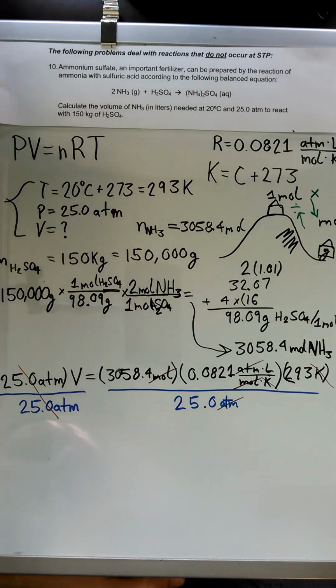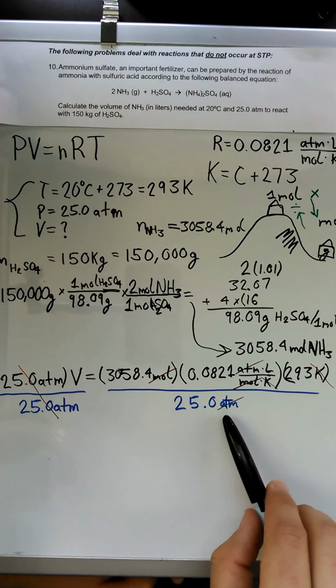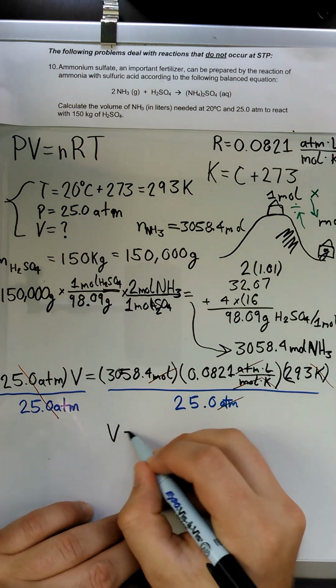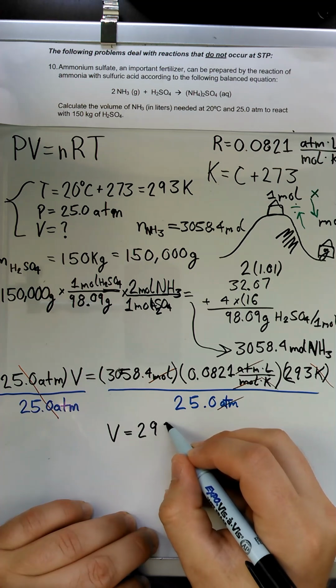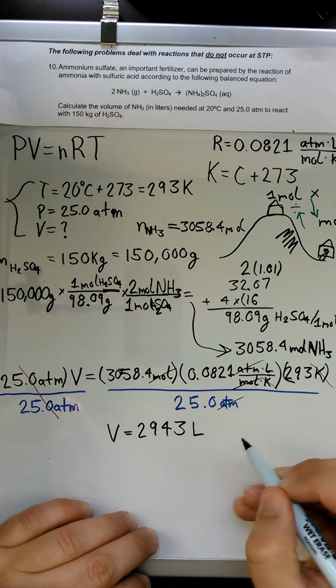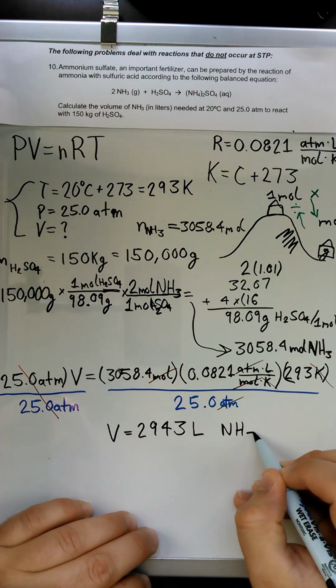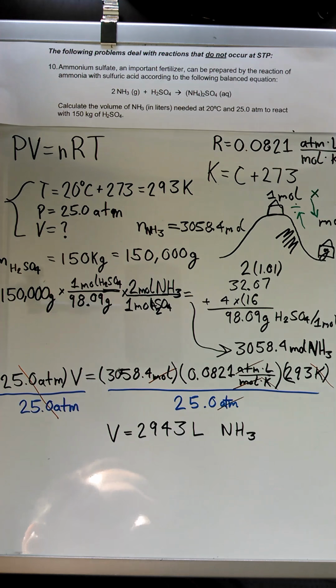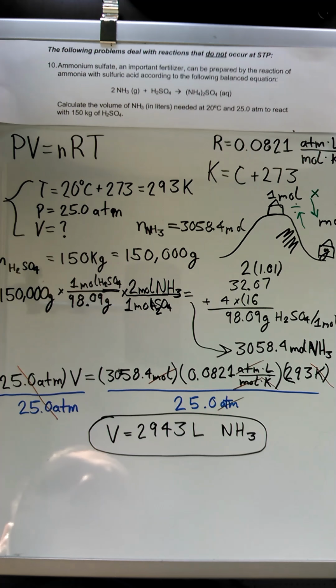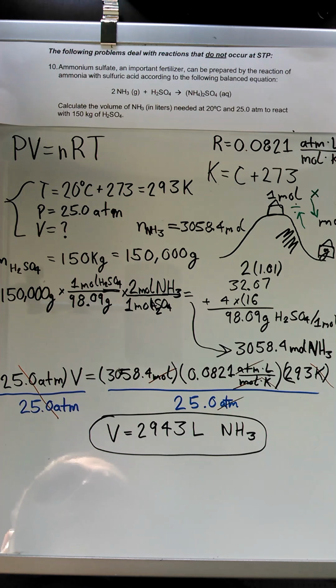So when we multiply across and divide by our 25 atmospheres, for our volume we get our answer as 2,942.8, which we'll just round to 43 liters of NH3, ammonia. Okay, so this is our volume of ammonia that we would actually be required to react to produce the ammonium sulfate fertilizer.